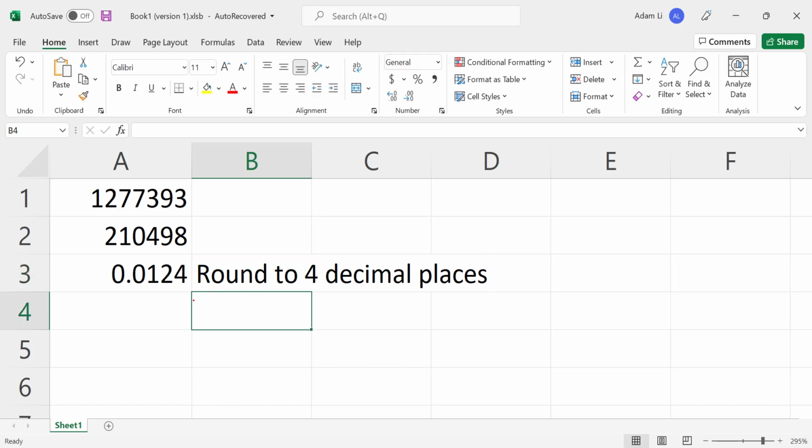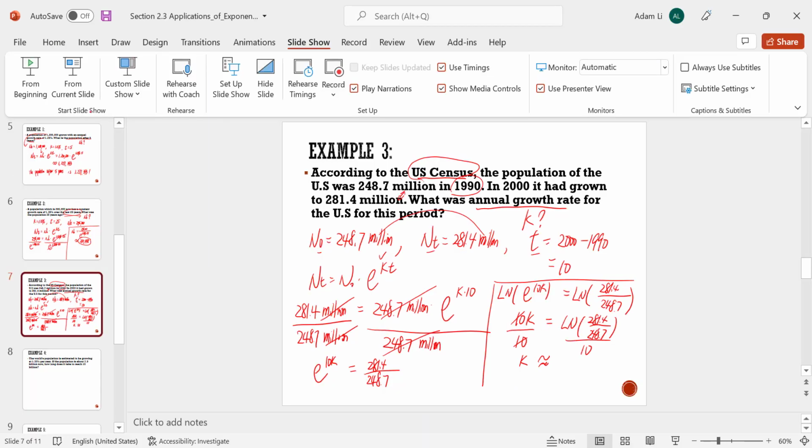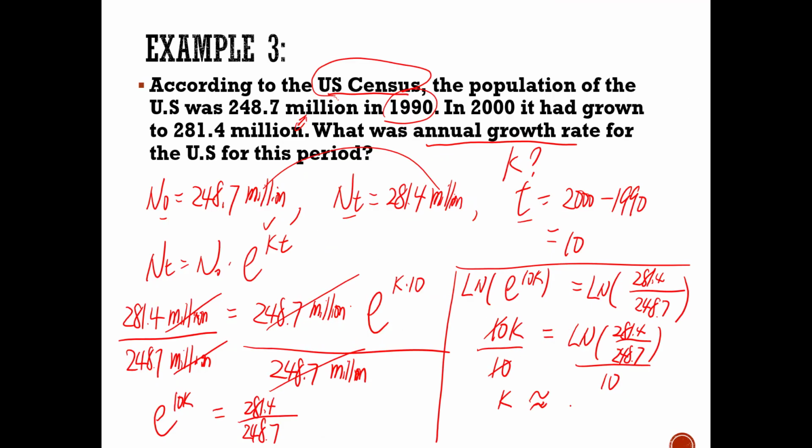Okay, that's a convention. So it's 0.0124. Let's go back: 0.0124. If you turn it into a percentage, it becomes 1.24%. Move the decimal to the right 2 units and insert the percent sign. So it's a 1.24% growth rate in this example.